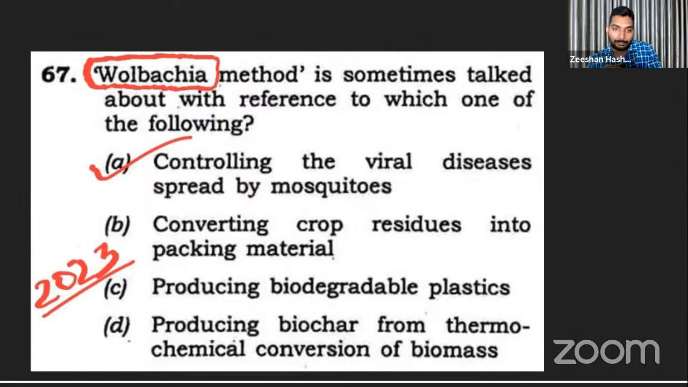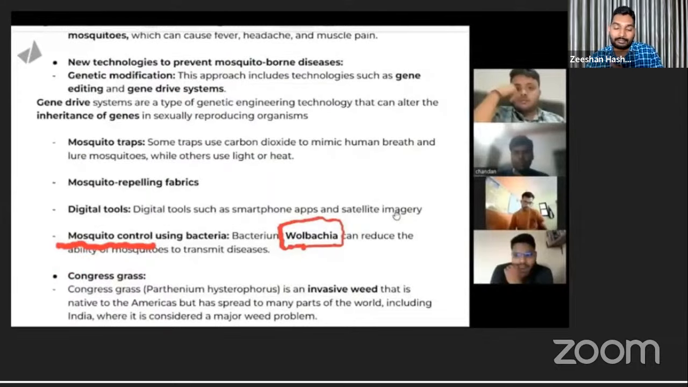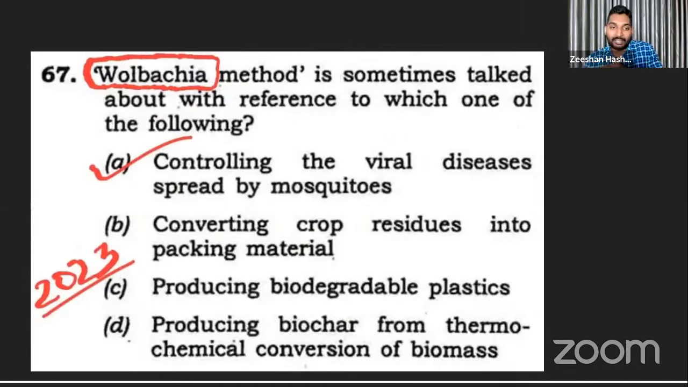Wolbachia method is sometimes talked about in the reference to which one of the following? And certainly the correct answer was option A, controlling the viral diseases spread by mosquitoes. Now, because we were able to indulge in PYQ anchoring, we were able to do PYQ predictive analysis. So we were prepared for this question. I'm just taking one example from the previous classes. Quickly moving ahead, the point being made, predictive analysis of prelims papers using past year questions is very much possible, and those who are using it are able to enhance their score in the prelims paper.